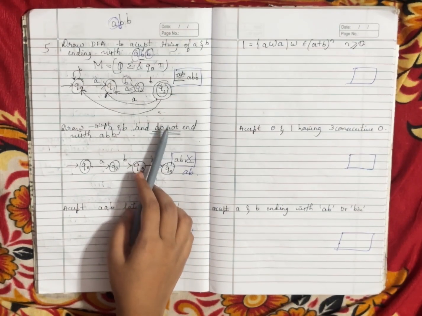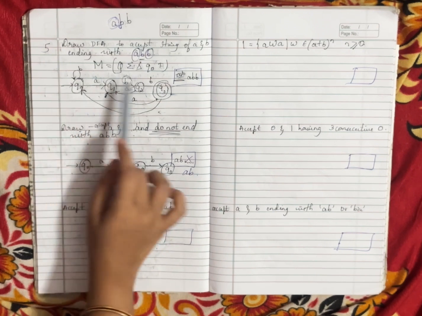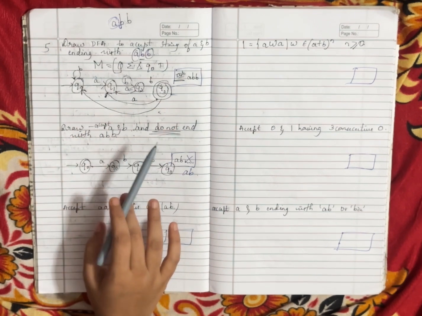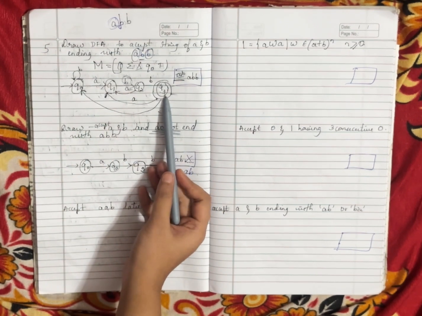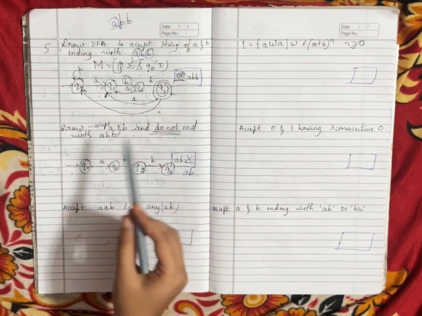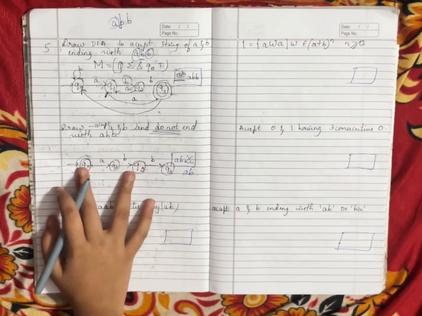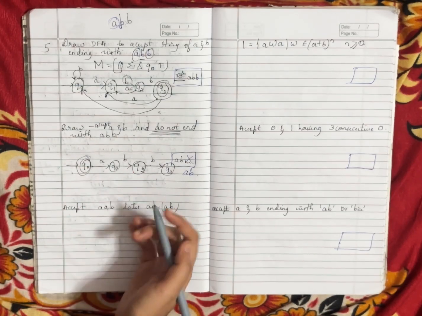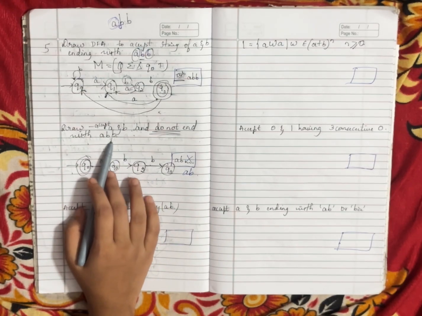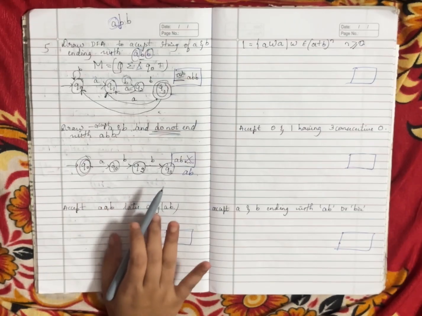It's very simple. In all other questions, we used to put the final state for the last one. But for do not end with, we will put the final state for the first one. Remember this. This is the trick, okay? Now they have told like it should not end with ABB. We have done it as it is.